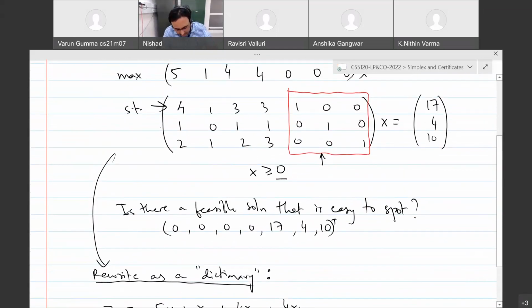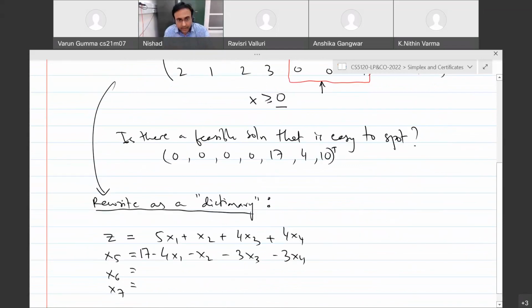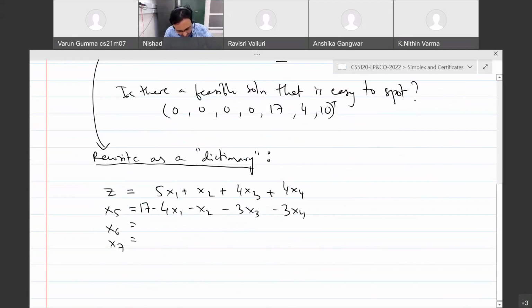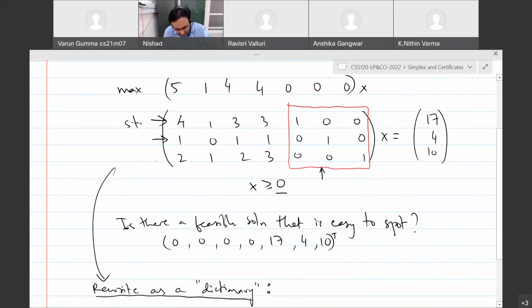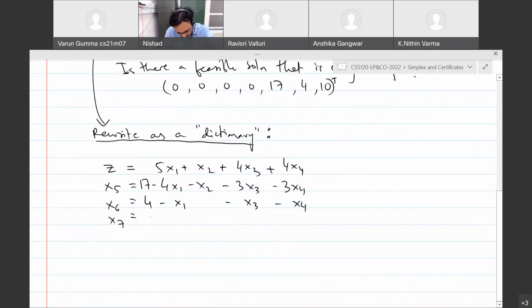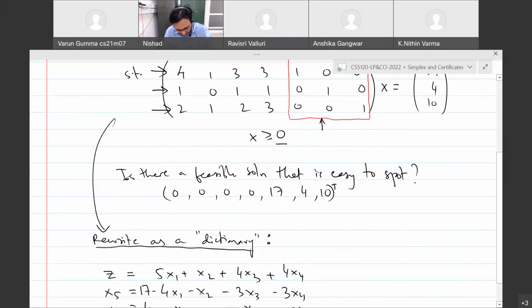Now I want to look at the second constraint. It's going to be x6 equal to 4 minus whatever is on the left hand side. It's x1, x3, and x4. And now I'm looking at the last one, and it's going to be 10 minus whatever is on the left side. So it's 2, 1, 2, and 3. Those are the coefficients. Two, 1, 2, 3. Okay.